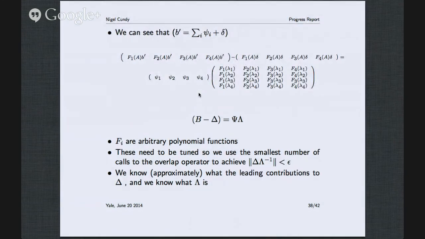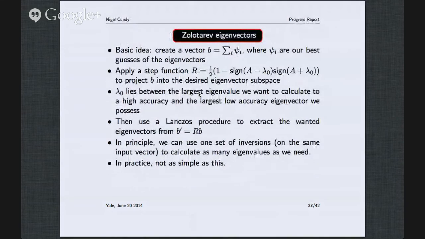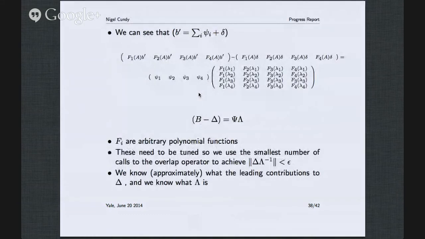The first problem is that when we try to reconstruct the eigenvectors from this B prime, we run into fairly huge problems. If we write B prime as the sum of the eigenvectors plus some error delta, then we can apply some function of the operator A to B prime and another function of the operator A to B prime to get a second component of this matrix here, and so on. We then subtract the same thing, adding for our error, and then it should give us the eigenvectors times some other matrix here, which depends on the same functions acting on the eigenvalues. I'll write this in a simpler form: B minus delta equals psi, the vector of eigenvectors. B is the matrix of these things, and lambda is this matrix over here. I'm going to treat these as arbitrary polynomial functions of our operator.